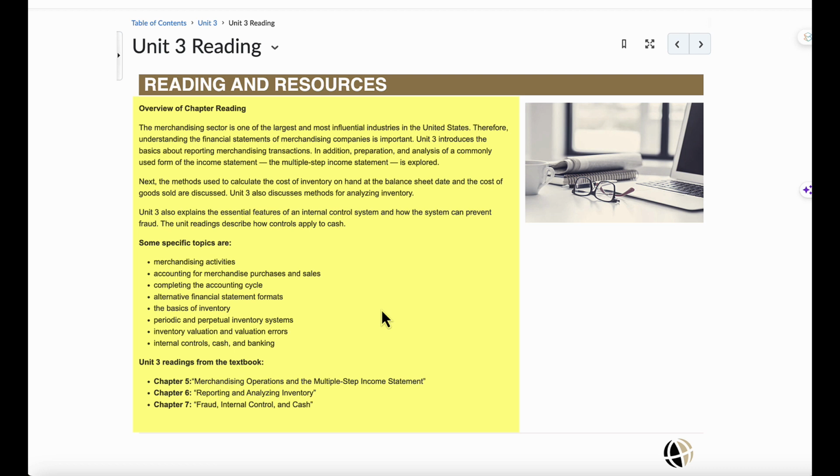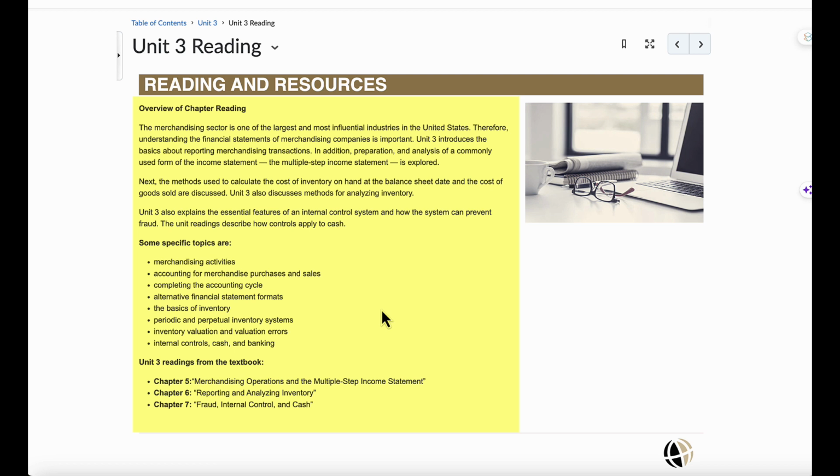In addition, we discuss the preparation and analysis of a commonly used form of the income statement, the multi-step income statement. Then we look at methods to calculate the cost of inventory on hand at the balance sheet date and the cost of goods sold. Unit 3 also provides us with several methods for analyzing inventory, and it explains the essential features of the internal control system and how that system can prevent fraud.